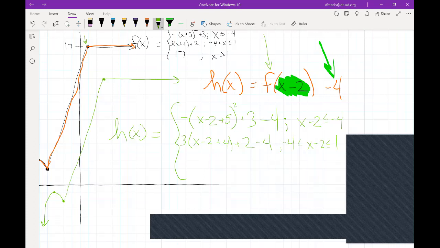And the last piece, there are no x's for the 17. So it's just 17. I don't put the x minus 2 anywhere, but I still have to subtract 4 from it because that's still the y coordinate. And then over here, there's an x there. So I replace that x with x minus 2 greater than 1. This is h of x in terms of x. I hope you can see it.